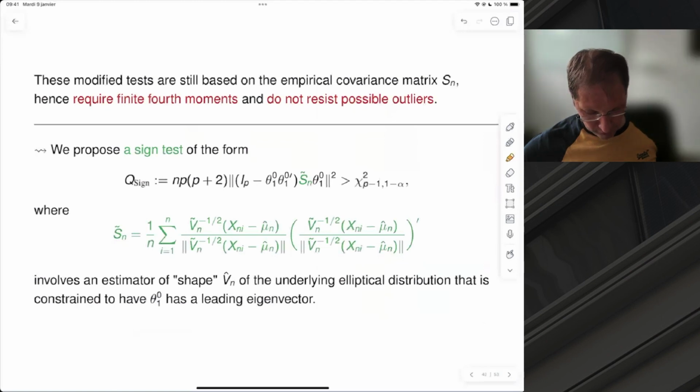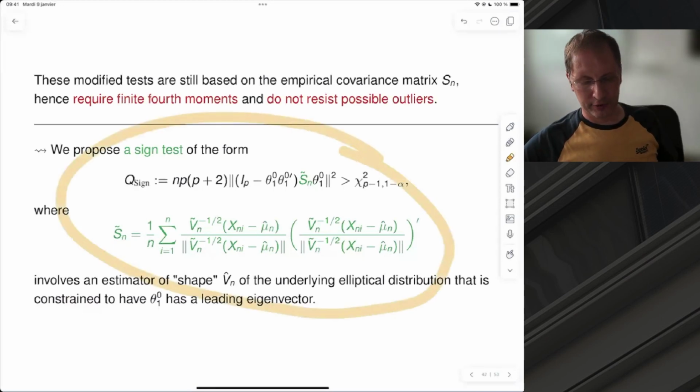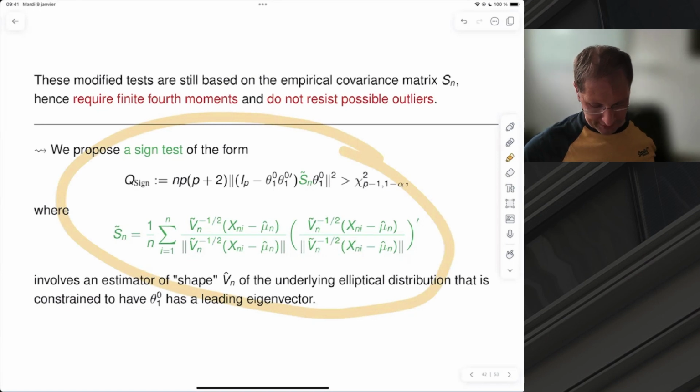If you want to go for even heavier tails, then you can define robust tests. And of course, now you should not go for Gaussian-type tests, but you can go, for instance, for tests that will be sign tests or something like that. And you have again the same type of phenomenon.